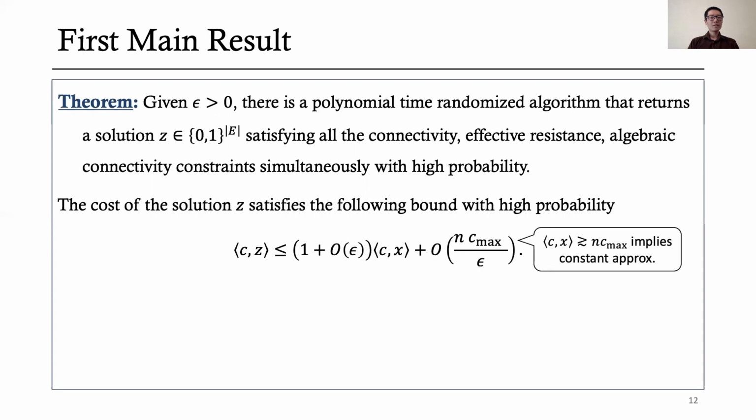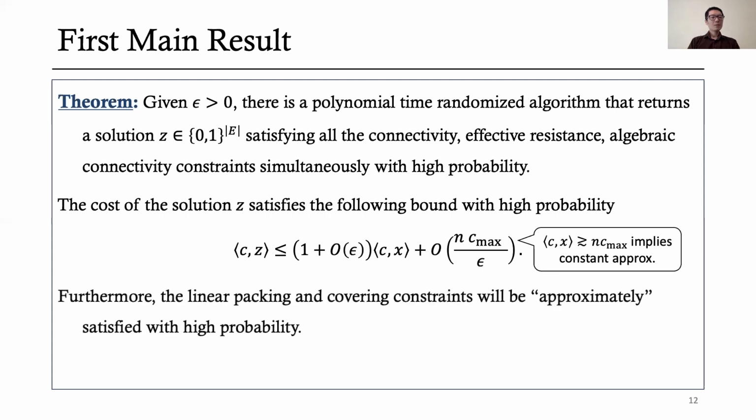We remark that if the fractional value is at least n times C max, then this implies a constant approximation to the generalized survivable network design problem. And furthermore, the solution we returned will approximately satisfy the linear packing and covering constraints with high probability. And we remark that our first result can now handle the degree constraints.